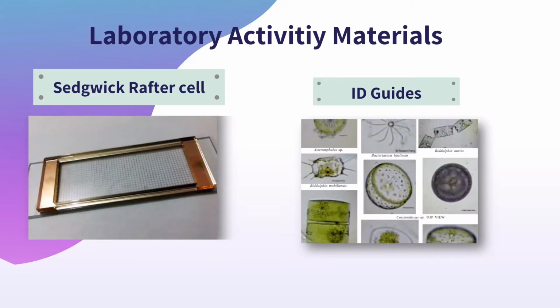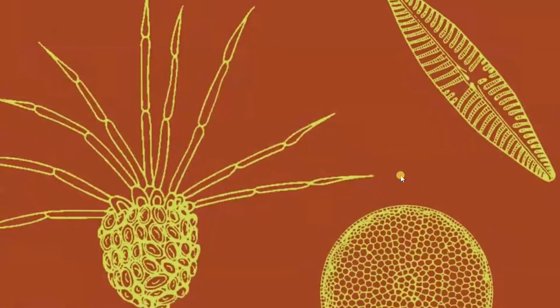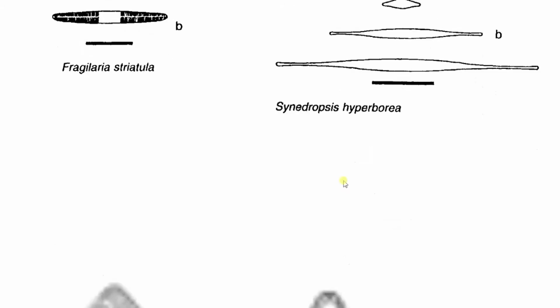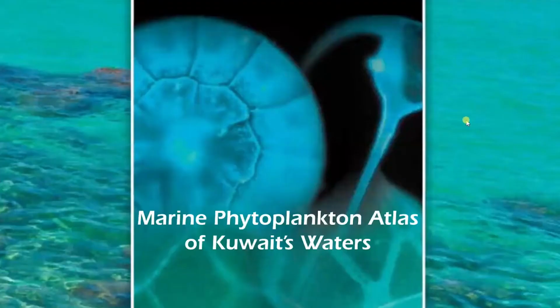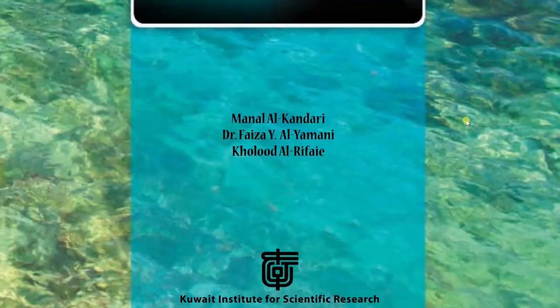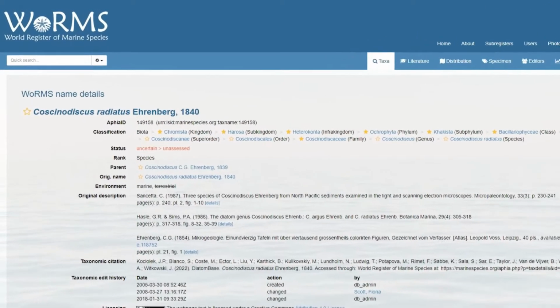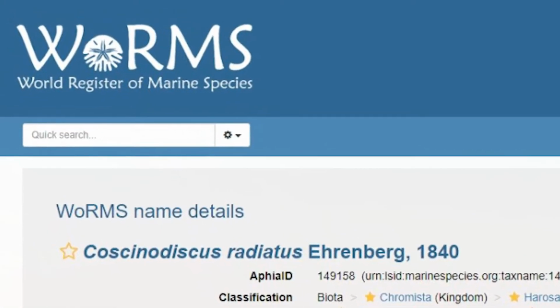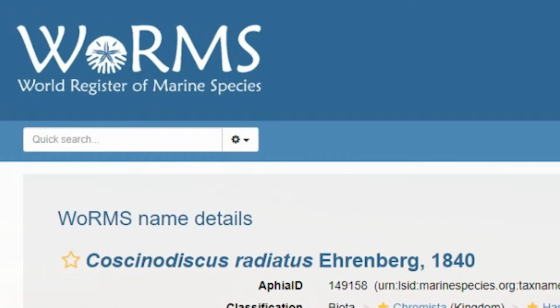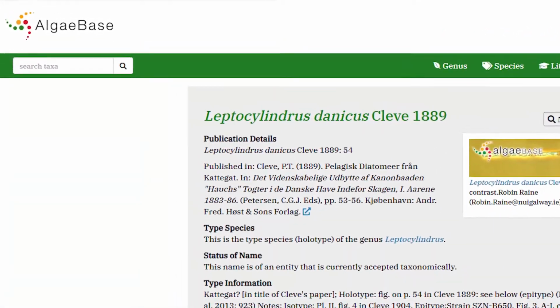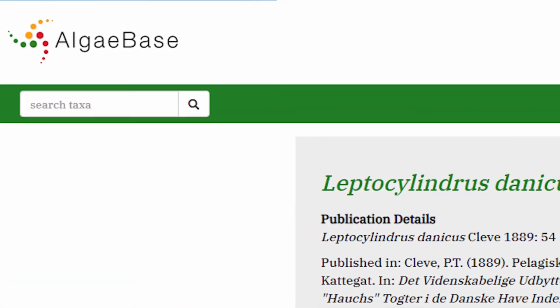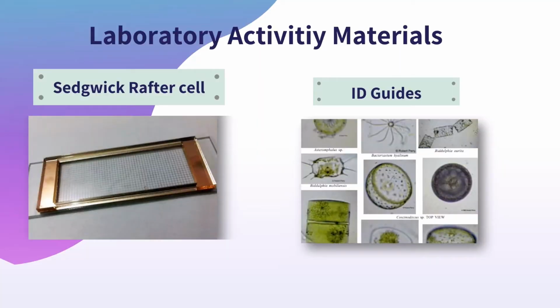Phytoplankton was identified to the genus level by observing the cell's morphological characteristics under the light microscope, with the aid of several identification guides from references such as Identifying Marine Phytoplankton by Thomas 1997, and Marine Phytoplankton Atlas of Kuwait's Waters by Al-Kandari et al. 2009. An online taxonomic database, the World Register of Marine Species, or most commonly known as WoRMS, and AlgaeBase were also used to correct the scientific names from older publications and match them with the most current accepted scientific names.